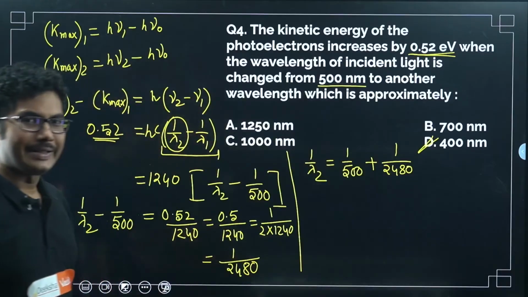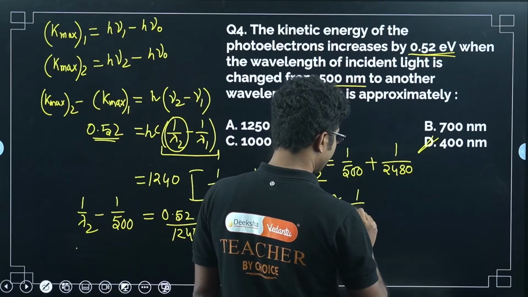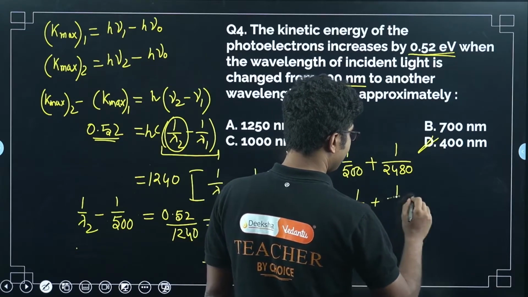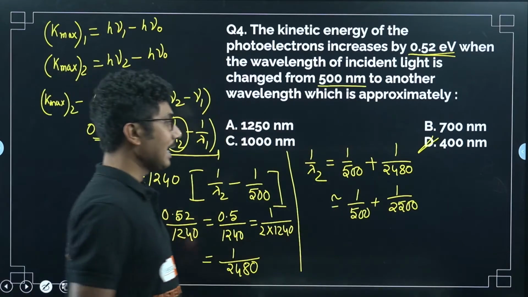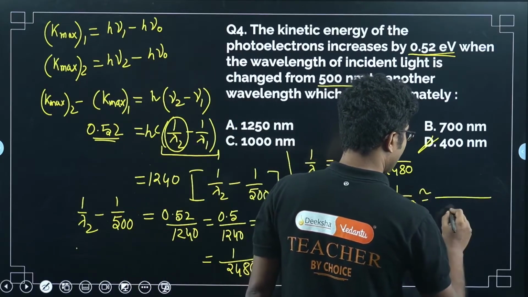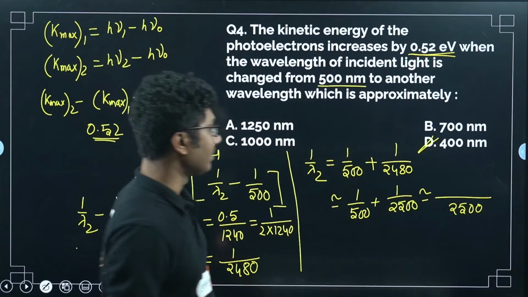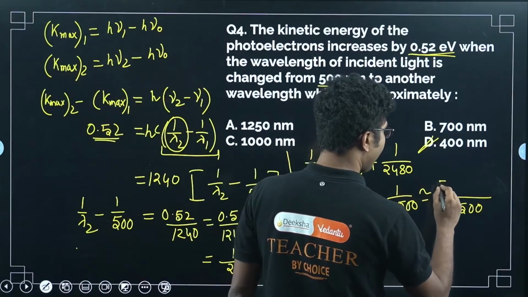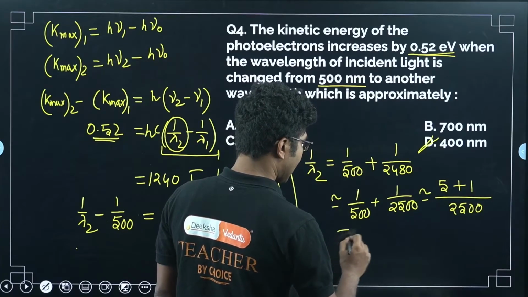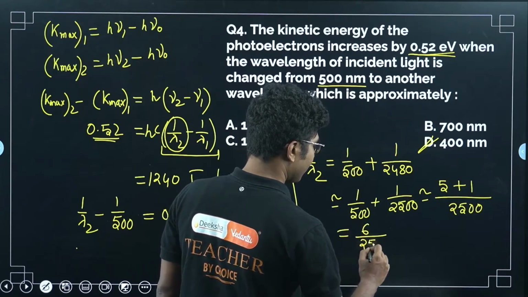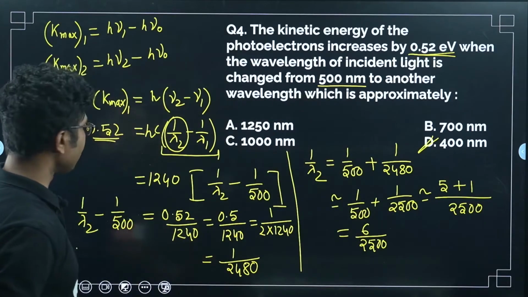Now 2480, you can assume is almost equal to 2500, right? Why do we assume that? Because there is a 500, so our calculations will be easier. So 2500 is the LCM. So 2500 means, 4 fives are 20 plus 5, 25, plus 1. So you can write this as 6 by 2500, and this is 1 by lambda 2. The problem is not done yet.